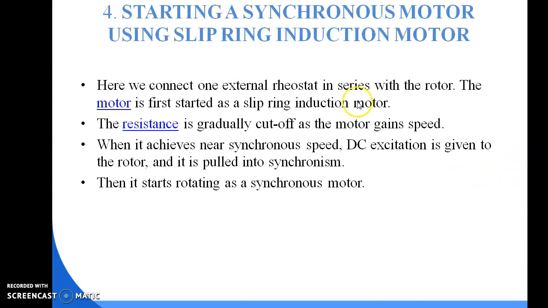Now, the fourth method, starting a synchronous motor using slip ring induction motor. Here we connect one external rheostat in series with the rotor. The motor is first started as a slip ring induction motor. The resistance is gradually cut off as the motor gains speed. When it achieves near synchronous speed, DC excitation is given to the rotor and it is pulled into synchronism. Then it starts rotating as a synchronous motor.